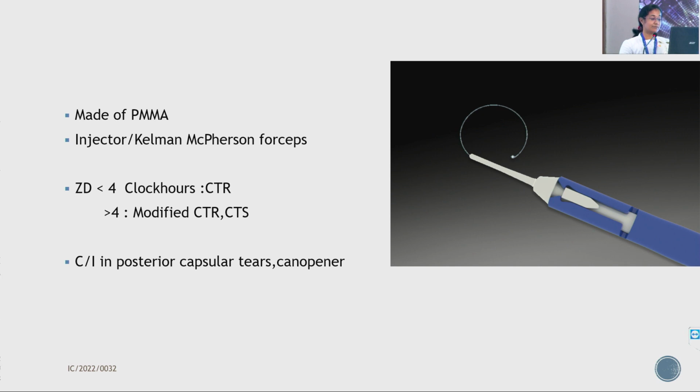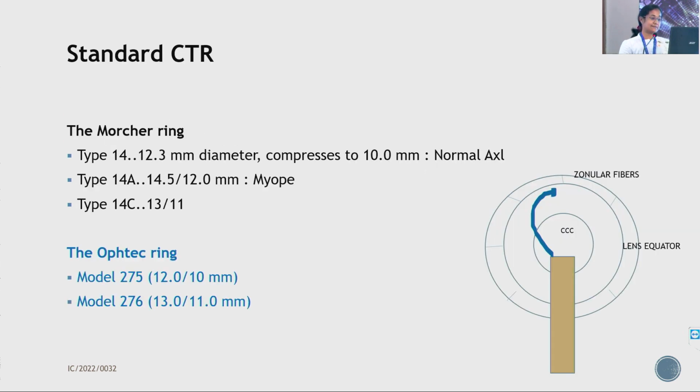a Kelman-McPherson forceps. In case of small zonular dialysis less than 4 clock hours, we can either manage with an intraocular lens in the bag or we can inject a capsular tension ring. And more than 4 clock hours, we can either suture a Cionni ring or a capsular tension segment. These are generally contraindicated when there is a can opener capsulotomy or posterior capsular tears.